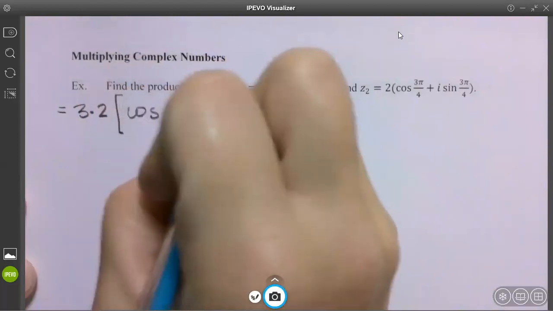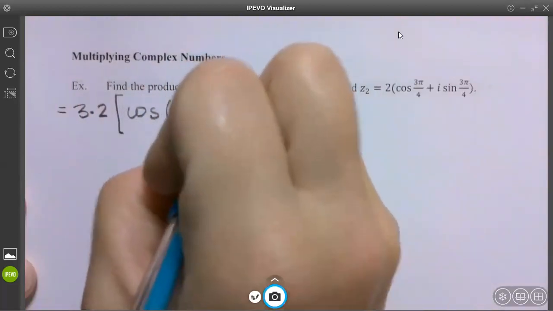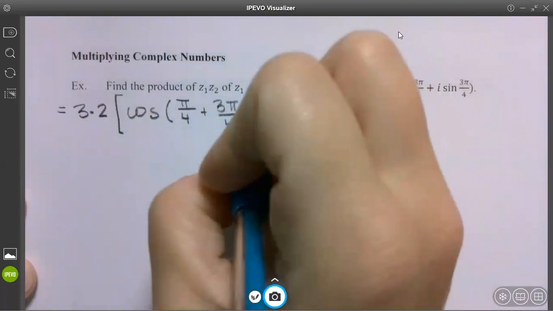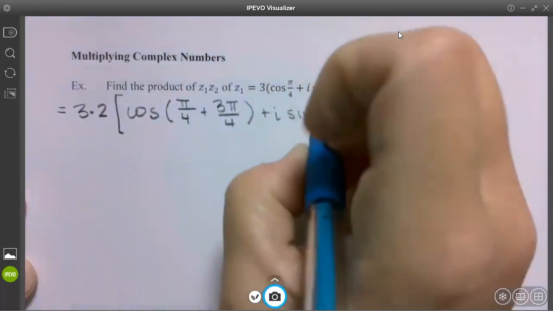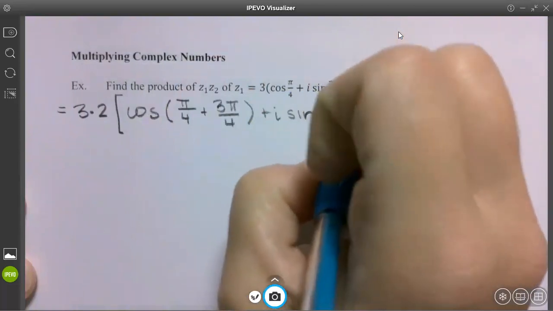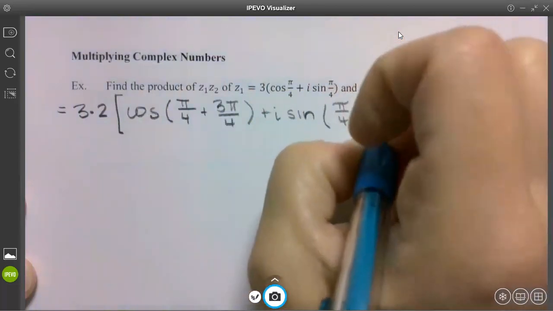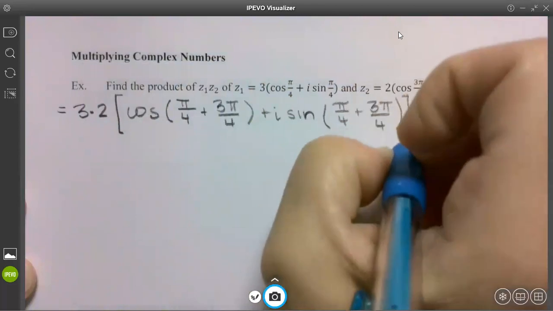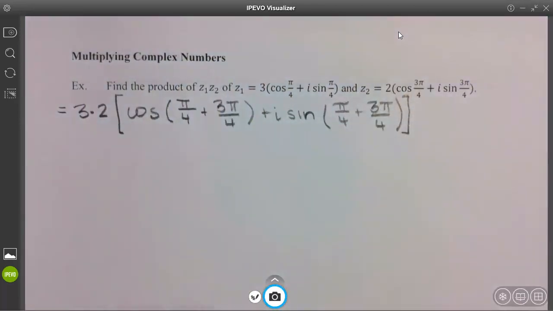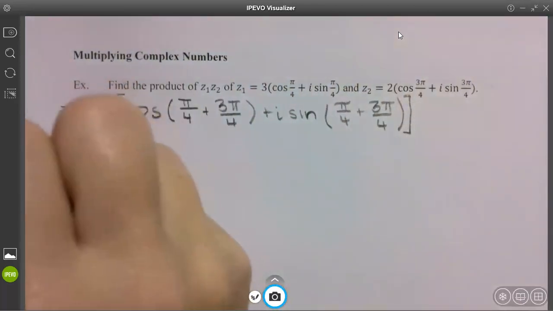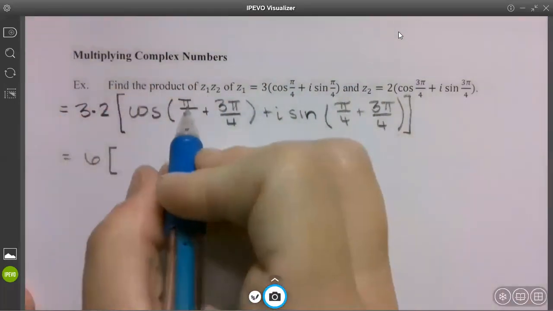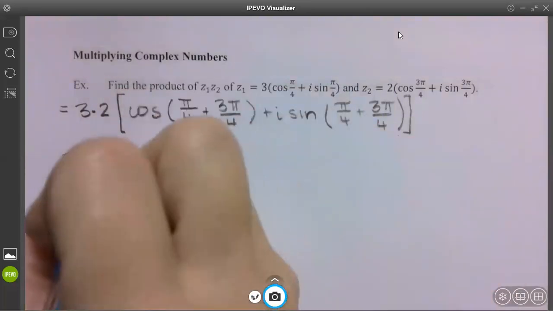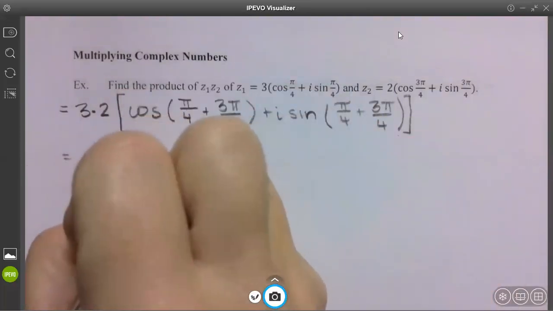theta 1 plus theta 2 plus I sine theta 1 plus theta 2. 3 times 2 is 6. 1/4 pi plus 3/4 pi gives you just pi.